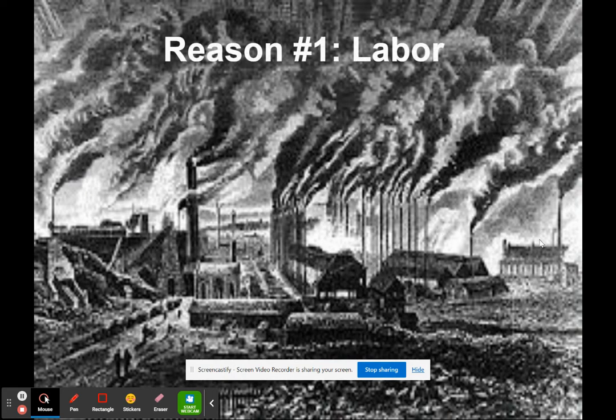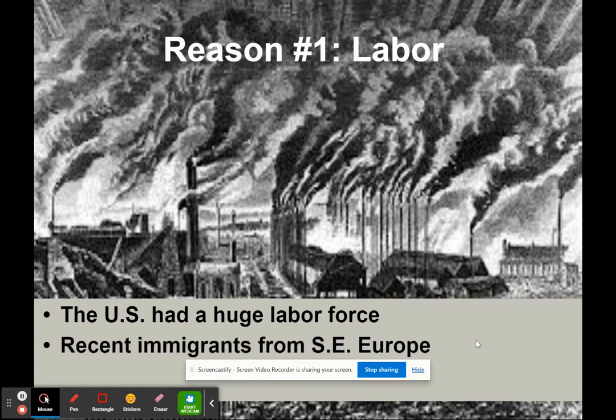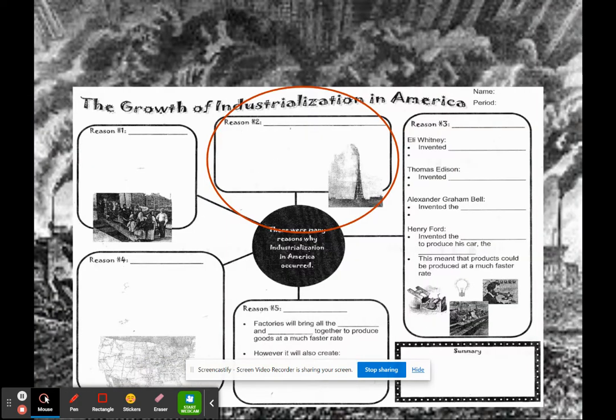So reason number one for the Industrial Revolution was labor. The United States had a huge labor force. We had a lot of recent immigrants from Southern and Eastern Europe, and then also former farm workers moved from their farms to the city. If you need a few minutes to write that down, hit pause. Now we're going to go on to reason number two, and you're going to fill it in this area of your guided notes.